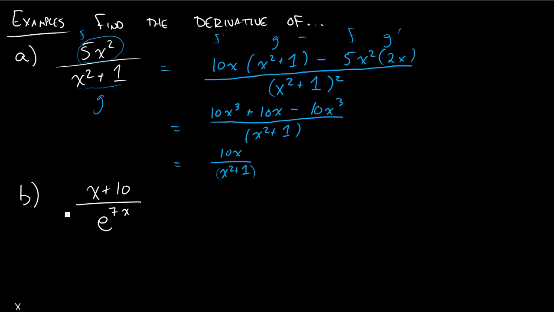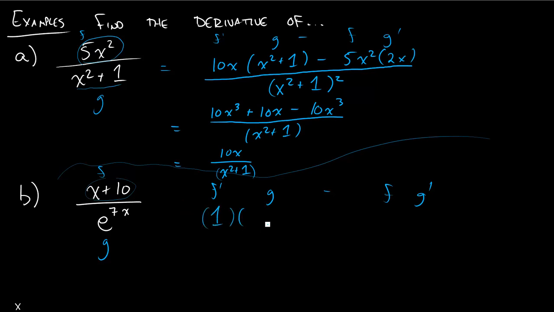Okay, this is the last one here, so let's take a look at this. My top is going to be f, my bottom is going to be g. My formula tells me that I want f prime g minus f g prime. Okay, so f prime is just going to be what? It's just going to be 1, right? The derivative of this top is 1. And then that's going to be multiplied by just the bottom, so e to the 7x. And now I'm going to be subtracting f, which is just x plus 10. And then I'll have g prime. So g prime, this is an e to the kx, so the derivative is k e to the kx. So it's 7 e to the 7x.